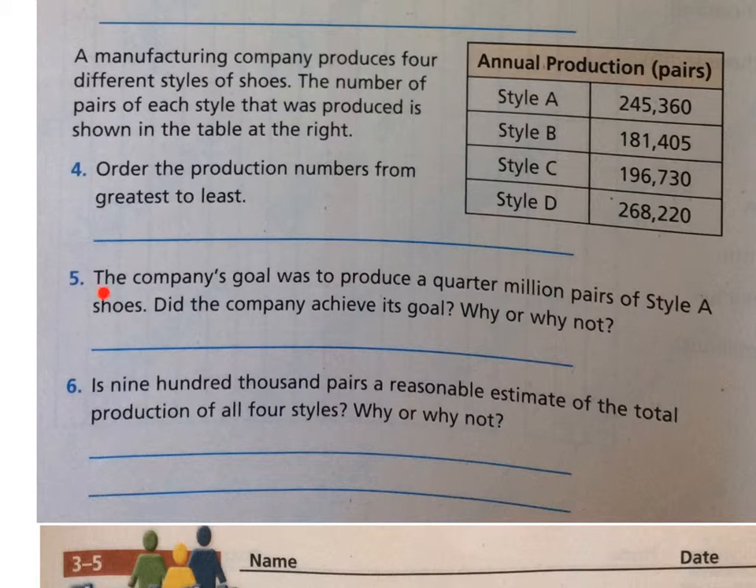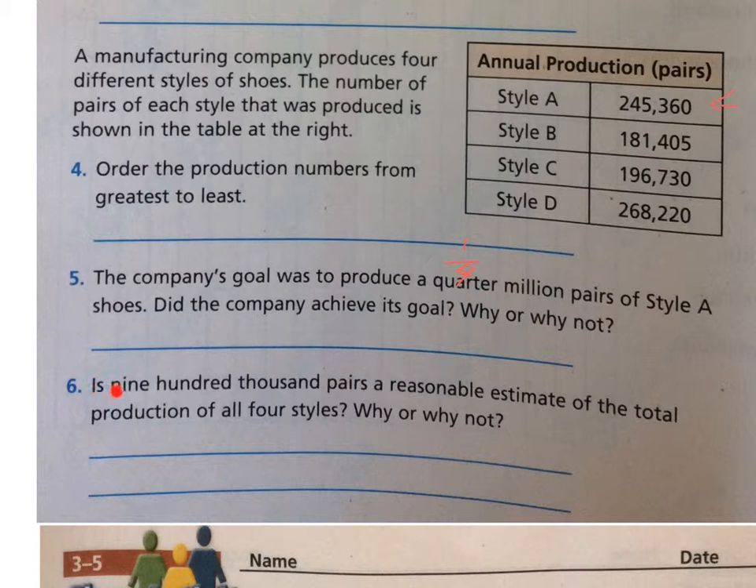Number 5, the company's goal was to produce 250,000 pairs of style A shoes. Did the company achieve its goal? Why or why not? 250,000. How much is 250,000? I remember that a quarter is also the same as 1/4. So 1/4 million. Did they achieve 1/4 of 1 million?